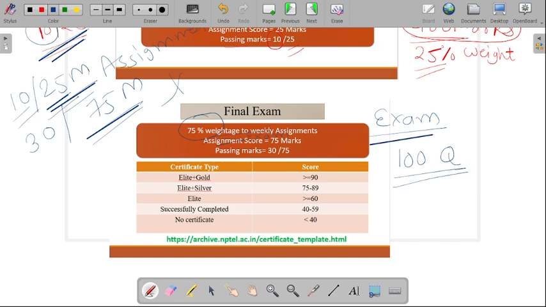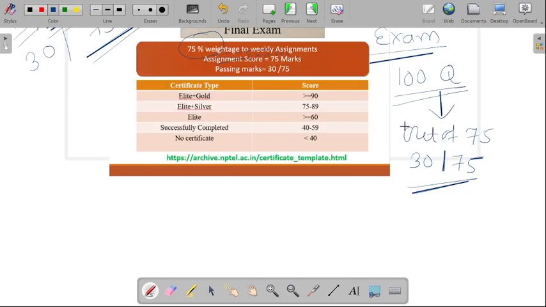And out of that 100 questions, the marks will be considered out of 75. The passing marks will be 30 out of 75. For passing, you need to score at least 40 marks out of 100.